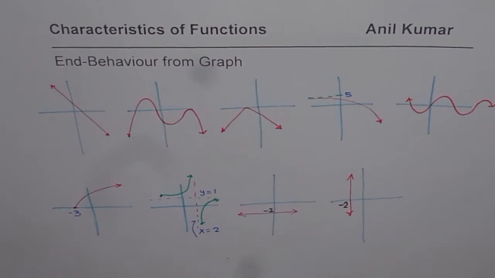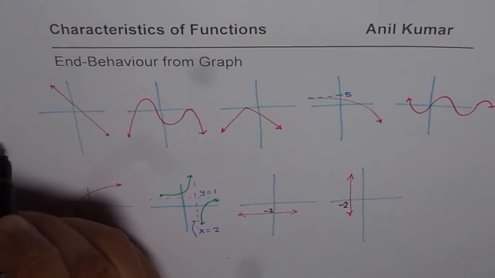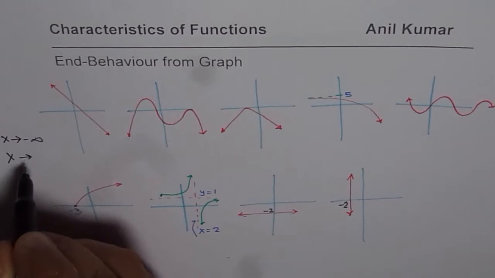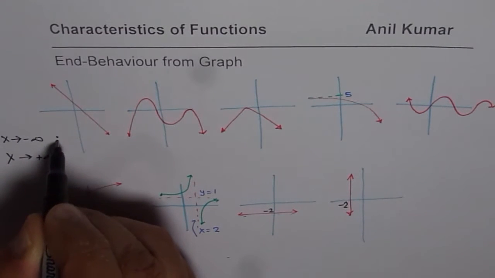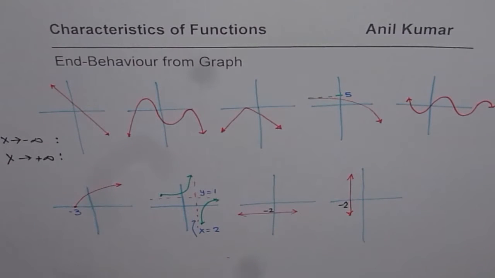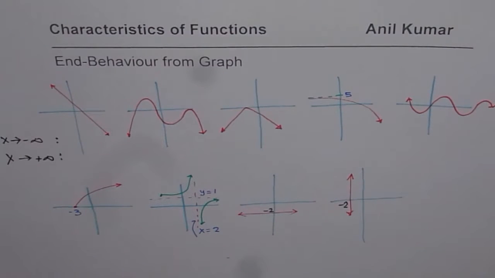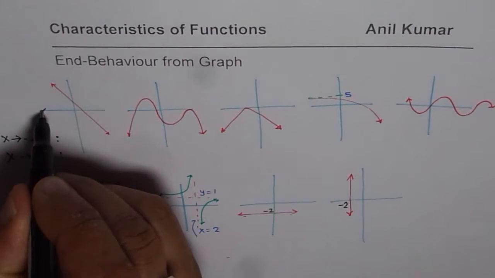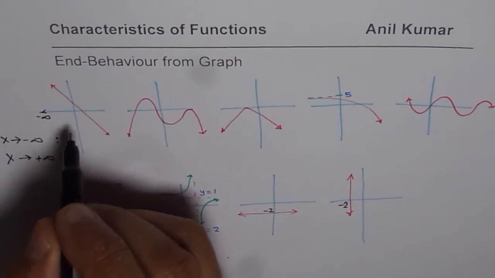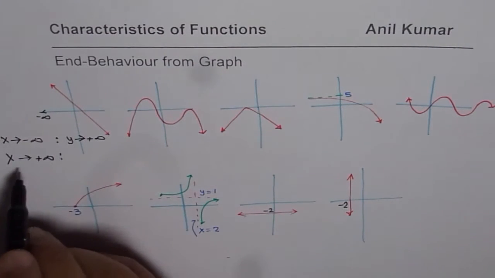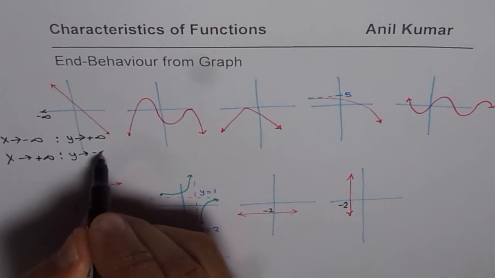Here are the solutions. End behavior really means you want to figure out what happens when x approaches negative infinity and what happens when x approaches positive infinity. So we need to find what happens to the y values. I'm not repeating x approaches negative infinity and x approaches positive infinity, but I'll just write down what happens to the value of the function in each case. In the first case, as x approaches negative infinity towards this side, y approaches positive infinity, and when x approaches positive infinity, y approaches negative infinity.